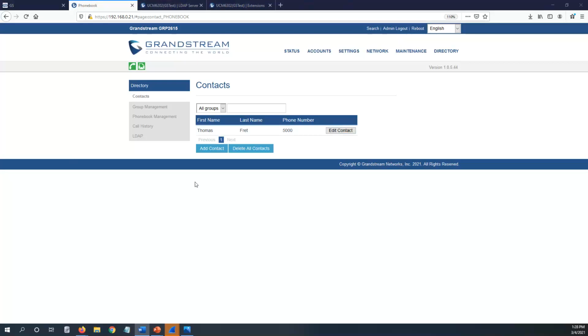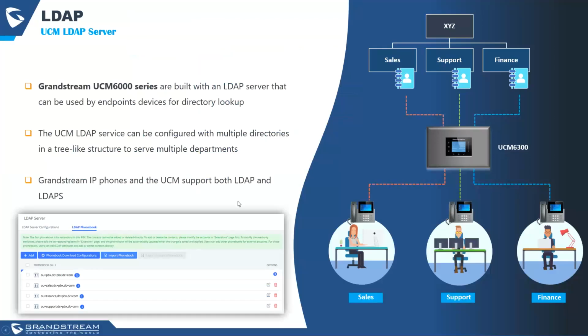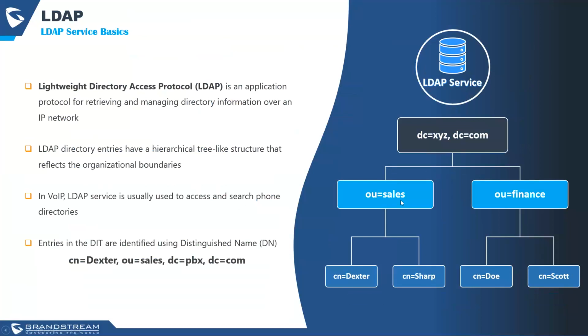Again, let me bring back here this presentation. So LDAP uses this structure, okay? Users right here under the sales OU can only access directory information in that OU. If you want to allow, for example, Dexter to access directory entries in both the sales OU and finance OU, then you need to create another OU, which includes all entries in both directories.